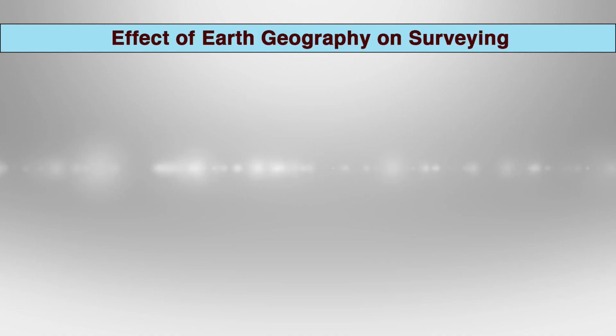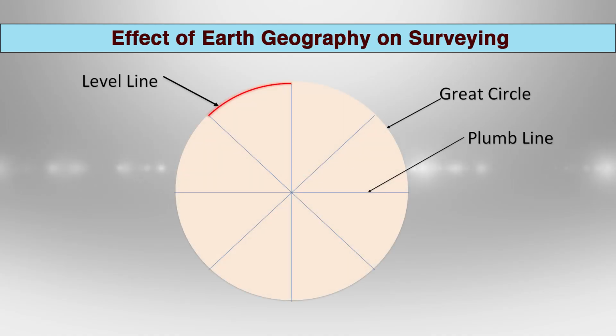Now, if we take a plane passing through the center of the earth, and in this plane we place a number of plumb lines, what will happen? All these plumb lines will intersect the earth surface at various locations. Now, if we join these intersection points, the circle which is formed by joining them is known as a great circle, and a segment or part of this great circle is referred to as a level line. I think you can better visualize this by this image.